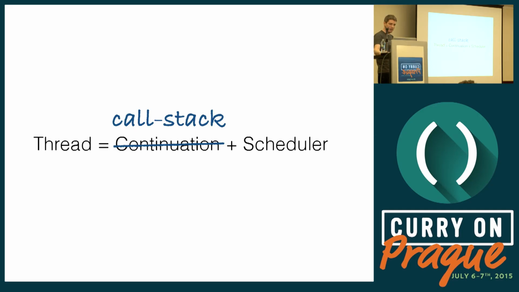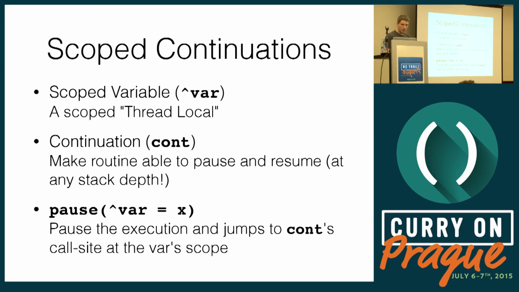So let's build on that. And here I'll introduce something called scope continuation. It's not really new, I think. It's a specific kind of something called delimited continuation, introduced in the mid-'80s in Scheme by someone who I think is at this conference. And let me explain how they work and show examples.